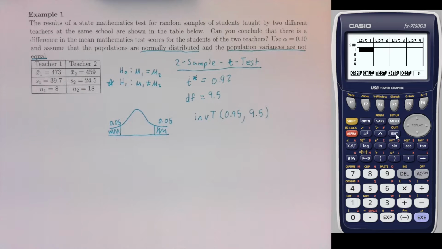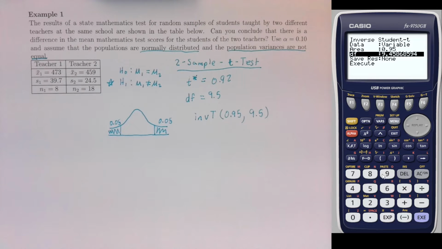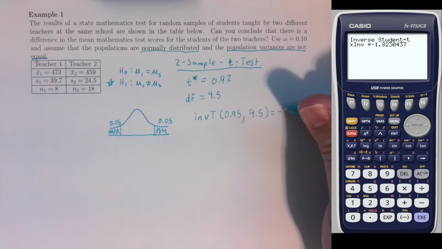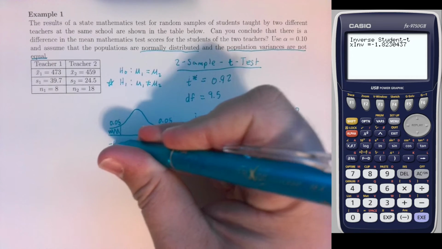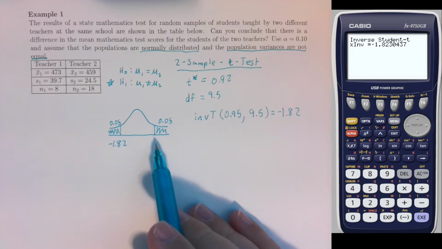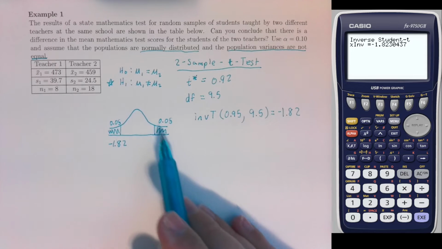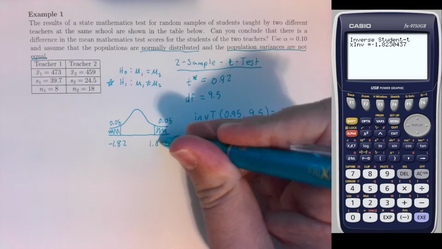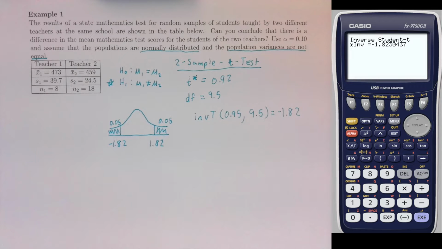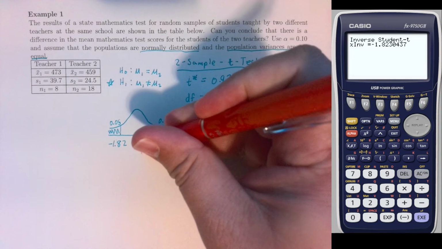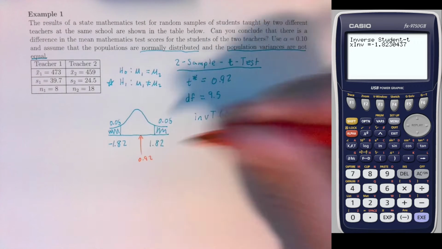So if we go here, distribution t, inverse t, 0.95 is already in there. Oh, and it already puts the degrees of freedom in for us. Good. And hit execute. Took it a little bit, but we get about negative 1.82. Next, I want this critical value. But because of the symmetry of a t-distribution, I know it's just going to be positive 1.82. Our test statistic is 0.92, which falls about right there.